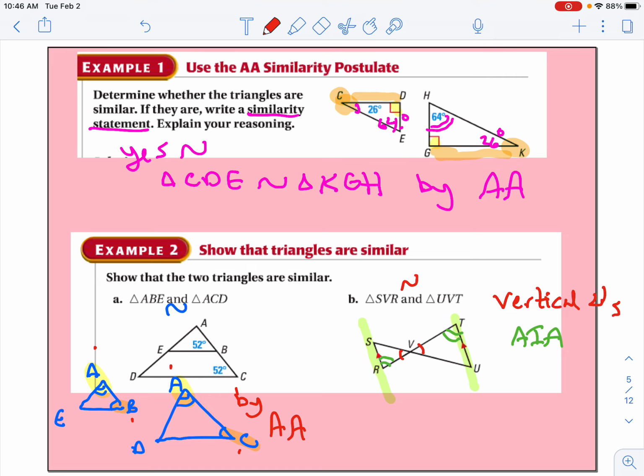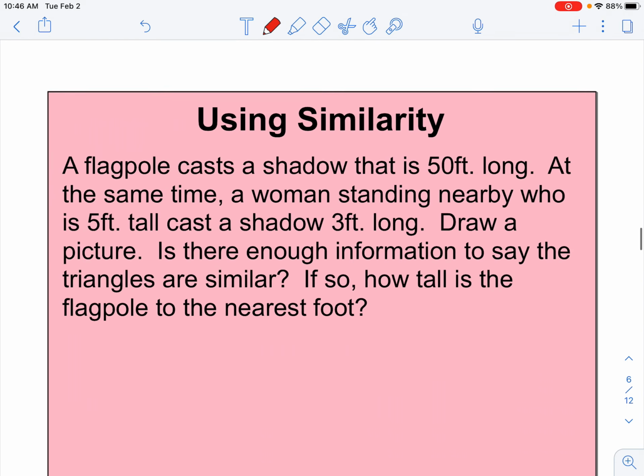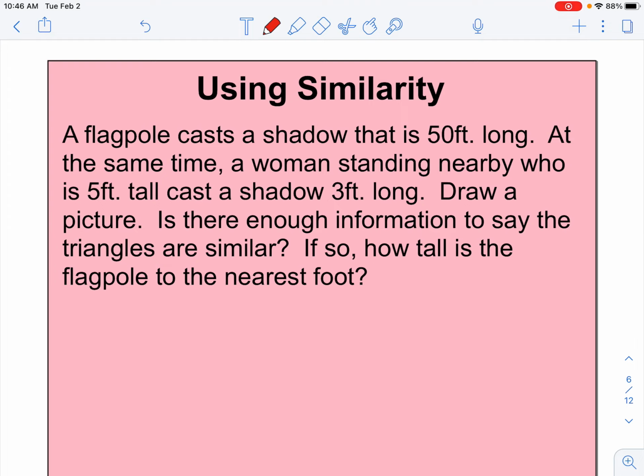So by angle, angle, I have just shown that the two triangles are similar. All right, so let's look at an application. You have been doing these applications for quite a long time, but you probably didn't really understand the similarity behind it. So it says a flagpole casts a shadow.